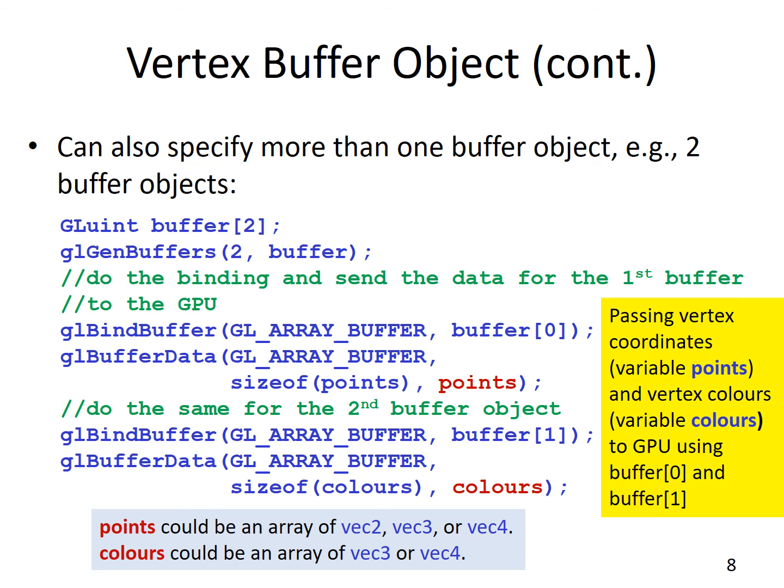We can also specify more than one buffer object. For example, 2 buffer objects. Here we have defined an array with the name buffer, which has two elements. And now notice that while passing the name buffer to it, we do not use the referencing ampersand symbol over here. This is because buffer itself is now a pointer to a two-dimensional array.